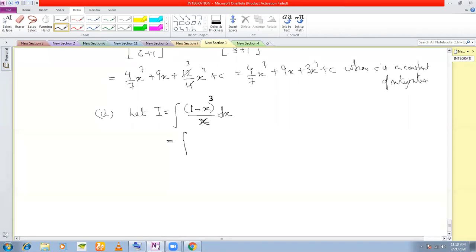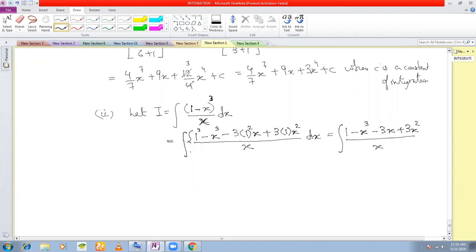But before dividing, we will first expand this by the (a minus b) whole cube formula. What is the (a minus b) whole cube formula? a cube minus b cube minus thrice a square b plus thrice a b square, divided by x dx. Now you simplify this a little. You get (1 minus x cube minus 3x plus 3x square) divided by x. And you put this under curly brackets to indicate that everything is integrated dx.